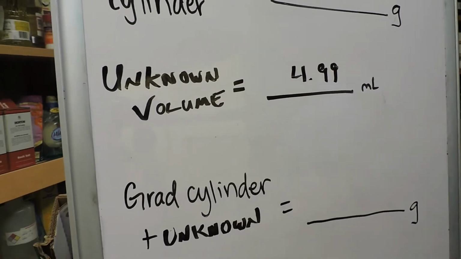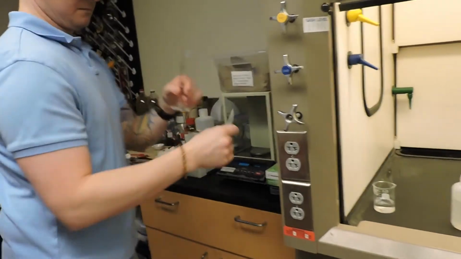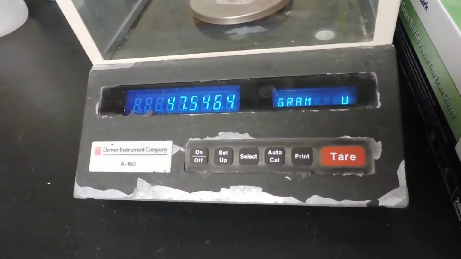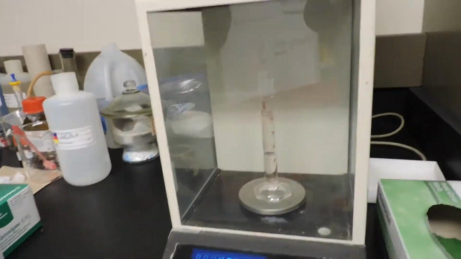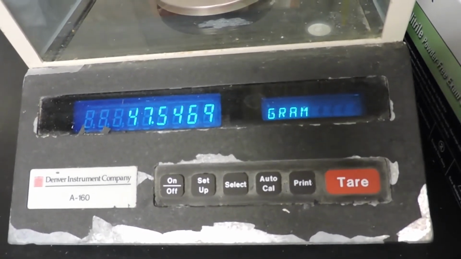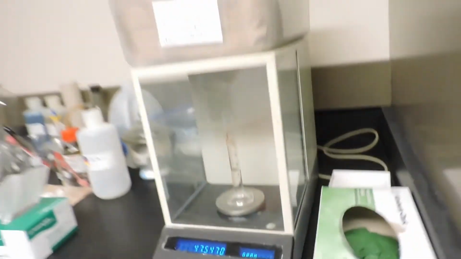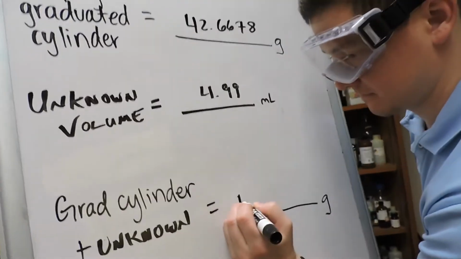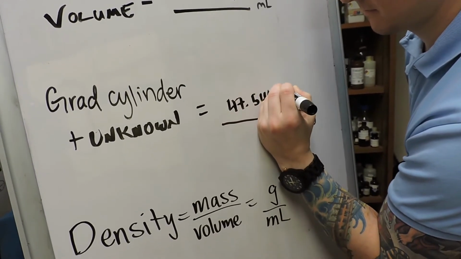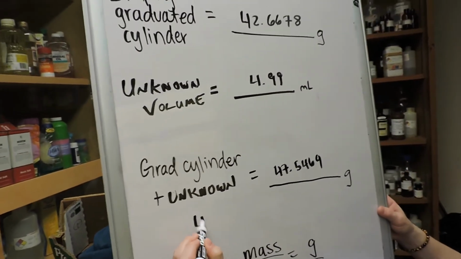Be sure that the outside of the cylinder is dry, and then re-weigh the cylinder with its contents. After adding the liquid, the mass has increased to 47.5469 grams. The difference between the two masses is the mass of the liquid.